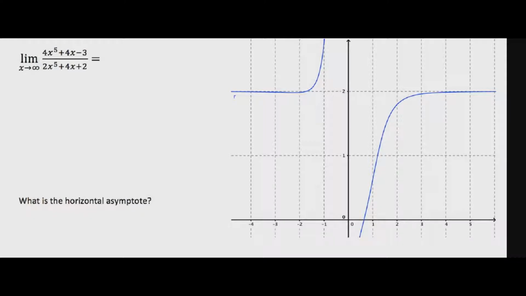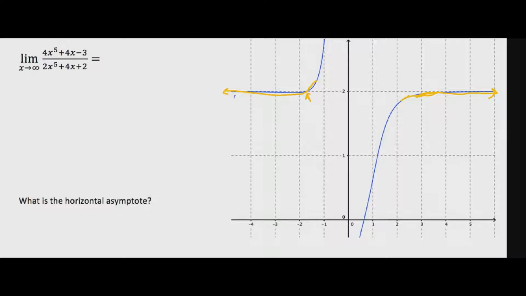Let's look at this next problem. Again, you can see as I go to the far right, to infinity, my y values are approaching what looks to be 2. And from the left, it's the same thing: it approaches 2 as well. You can see this one also crosses your horizontal asymptote. So let's look at this.